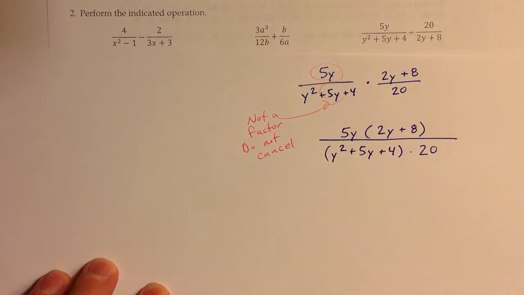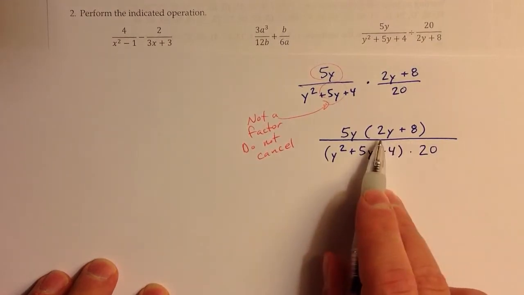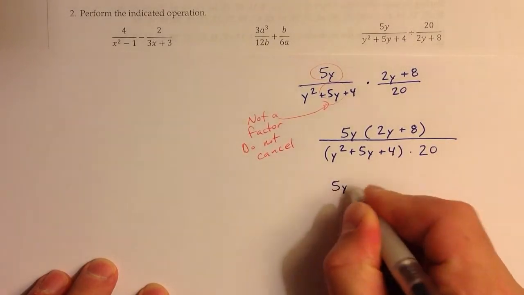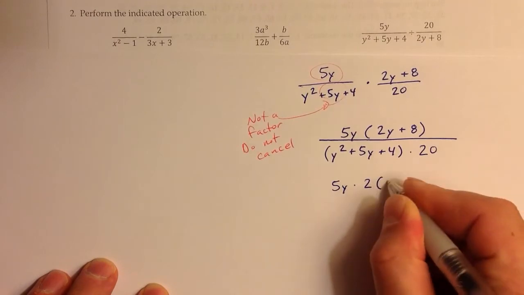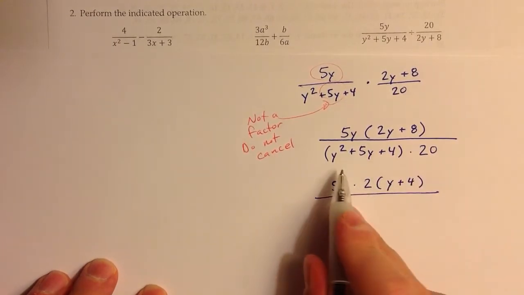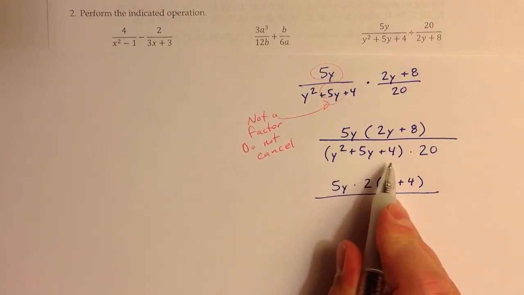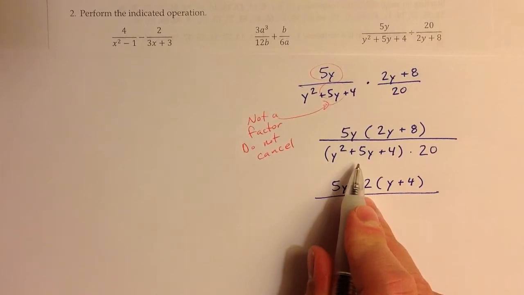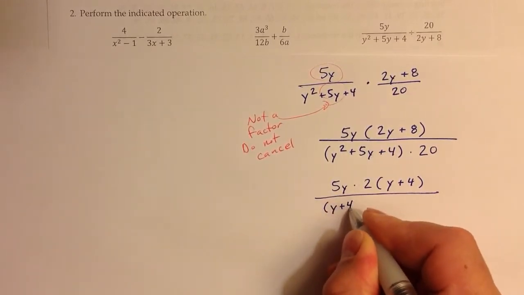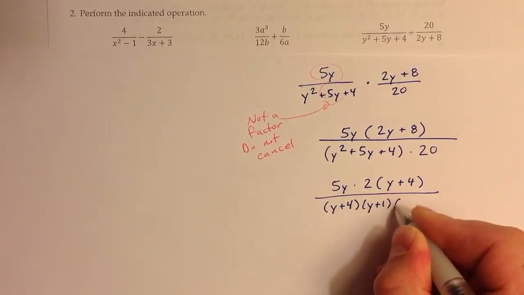And so in the numerator, I can factor out a 2 from the 2y and the 8. So doing that, I get 5y times 2, and what's left behind is y plus 4. In the denominator, I can factor, because 4 is 4 times 1, and 5 is 4 plus 1, this factors as y plus 4 times y plus 1. Of course, then times 20.